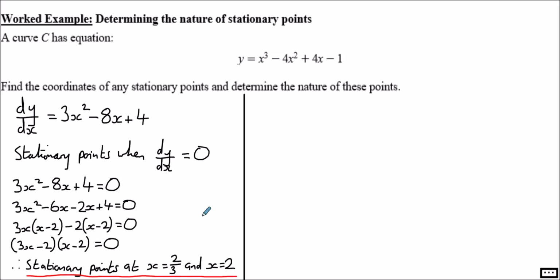Where the gradient is 0, that's when the stationary points are happening. Stationary points are when dy by dx equals 0. And so like in warm-up question 1, we should have seen that the stationary points, solving this, are when x is either 2/3 or where x is equal to 2. So now what we can do is think of each point here individually. So let's think about the stationary point where x is 2/3.